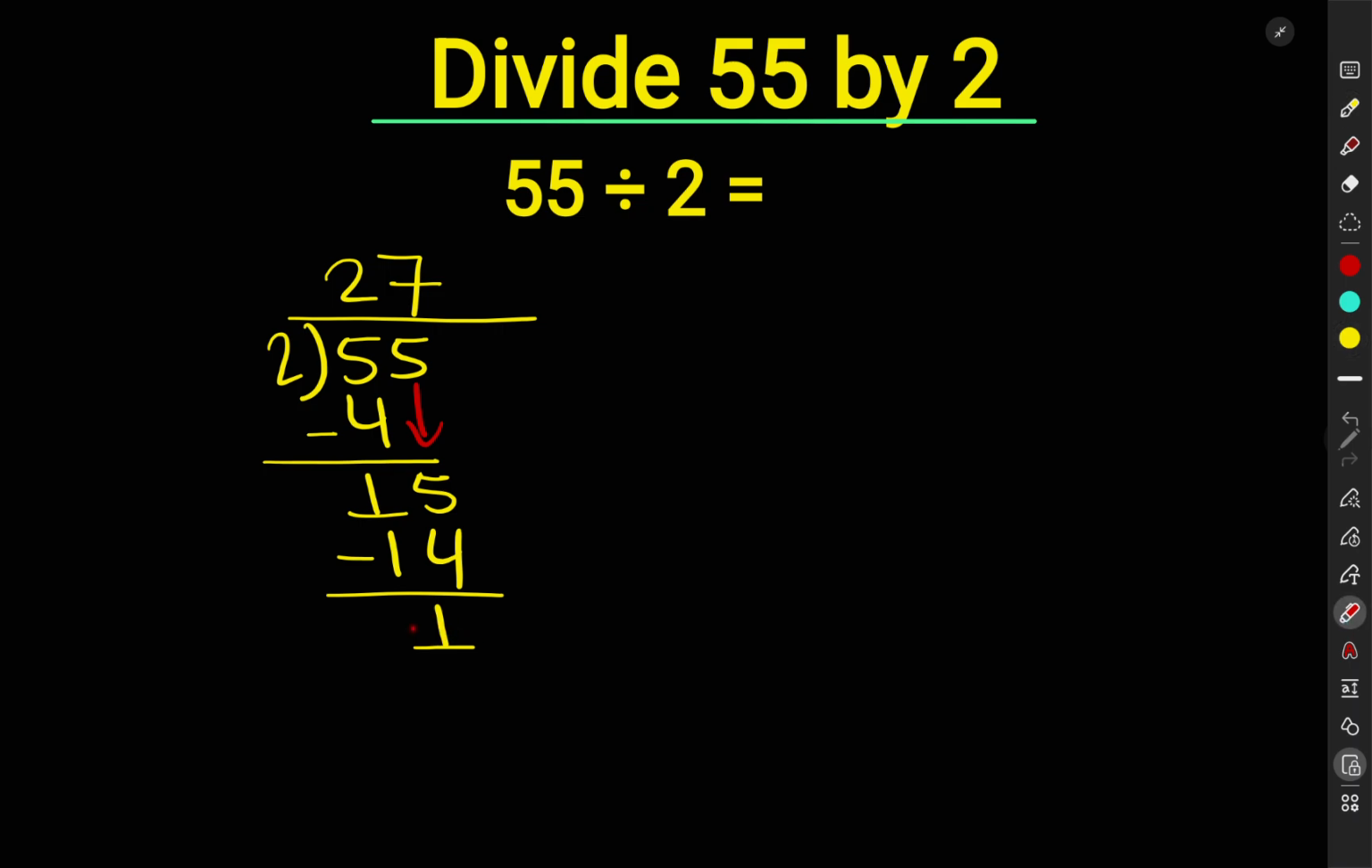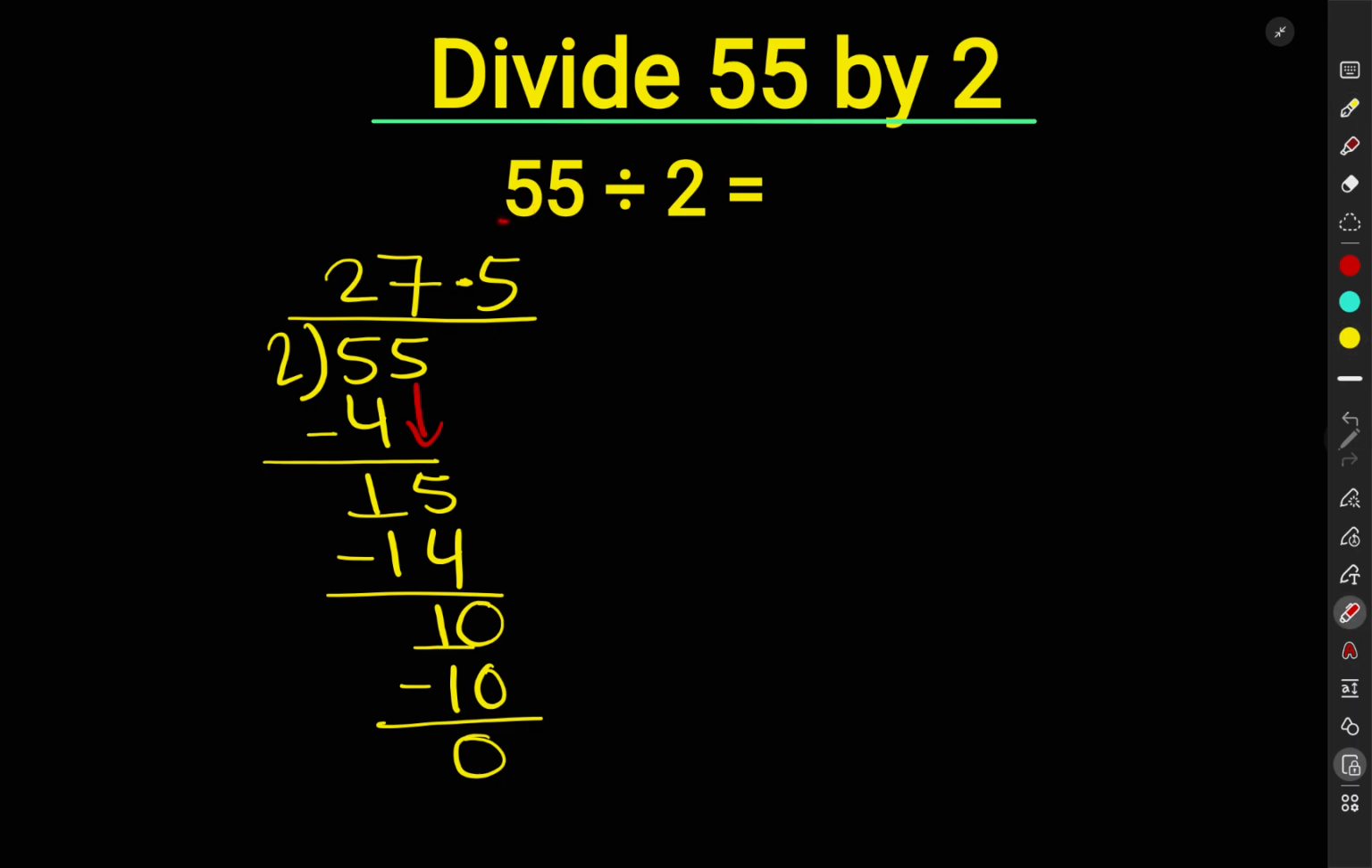So again this number 1 is less than 2 and there is no other number beside. So we put here a decimal, so that we keep here 0 and now it becomes 10. So 2 times 5 means 10. On subtracting it becomes 0.